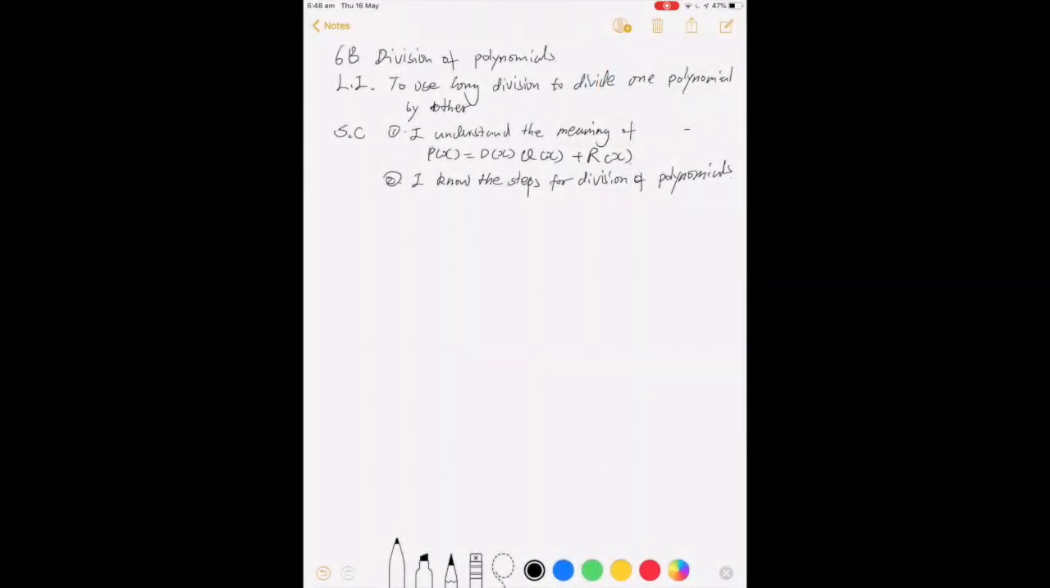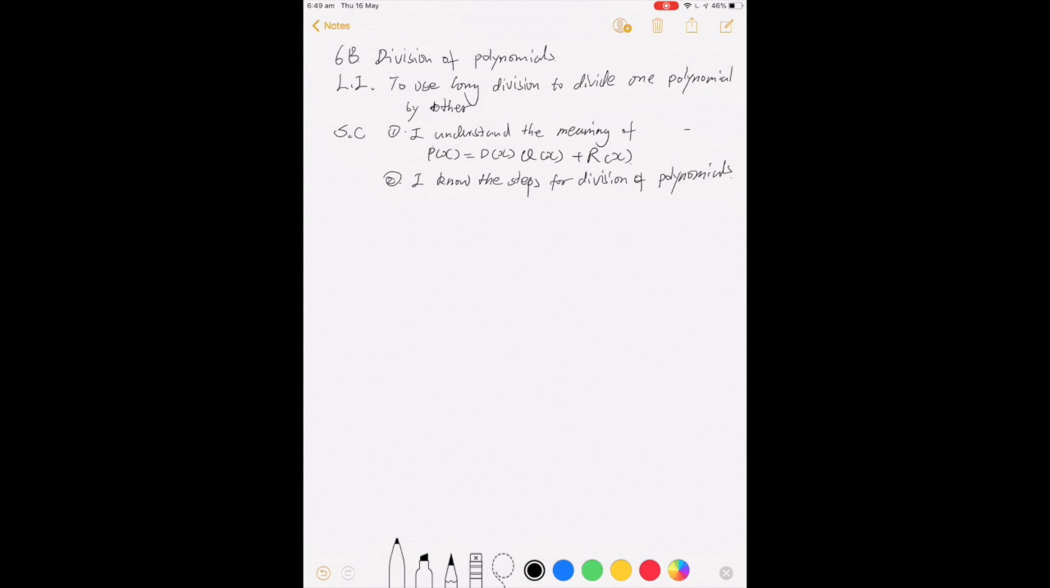Hello everyone, welcome to Mathematics Method Unit 1. This lesson we will focus on 6B, the division of polynomials. The learning intention is to use long division to divide one polynomial by another.